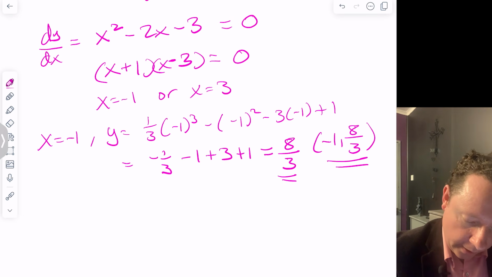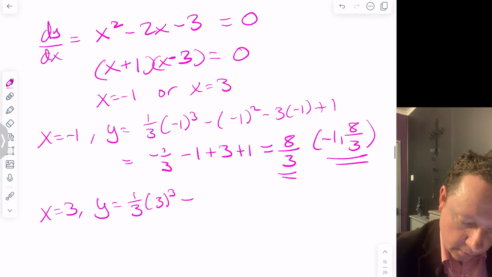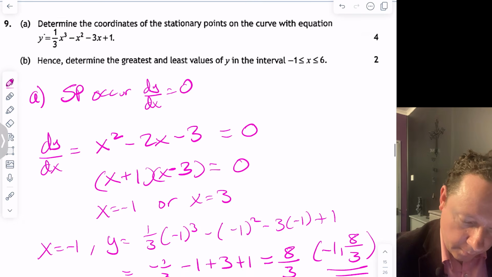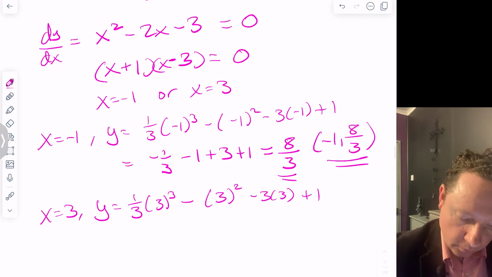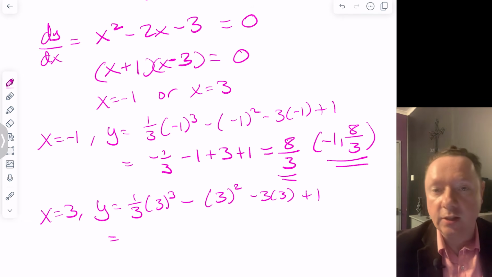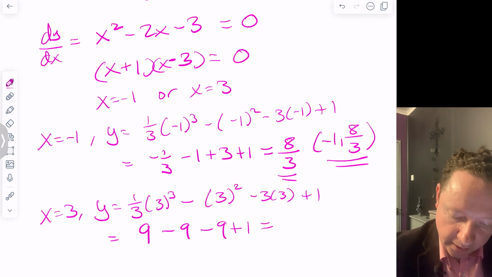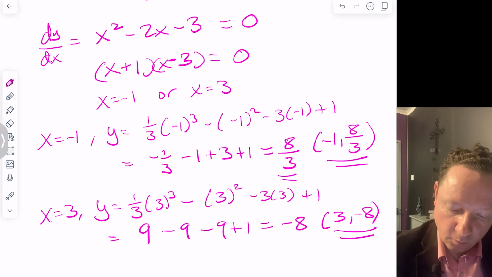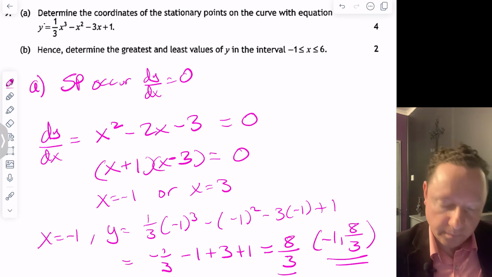And our second coordinate, when x equals 3, y equals 1/3 times 3 cubed, minus 3 squared, minus 3 times 3, and then we've got plus 1. So 3 cubed divided by 3: 3 3s are 9, 3 9s are 27, divided by 3 is 9. 3 squared is also 9. 3 3s is 9, plus 1. 9 minus 9 is 0, minus 9 is minus 9, plus 1 is minus 8. The coordinate is 3, minus 8. And we've got both our coordinates. Notice it doesn't actually mention to find the nature, so there's no real need to do so.